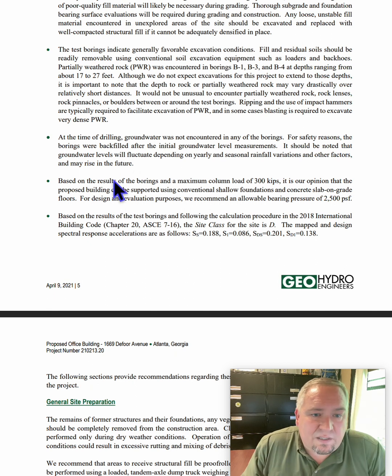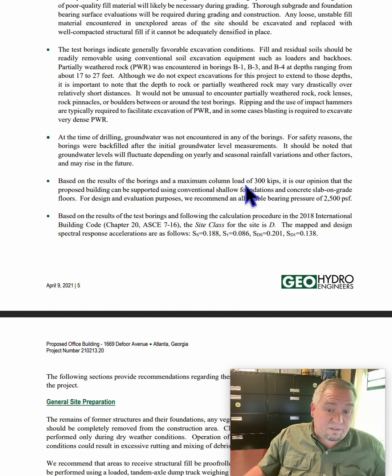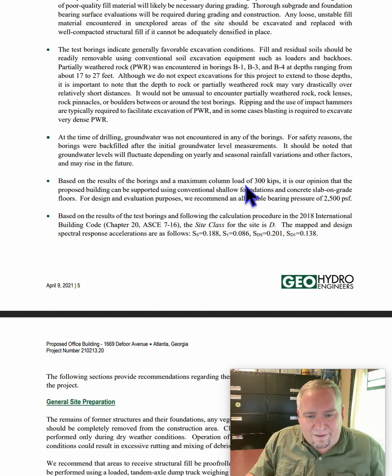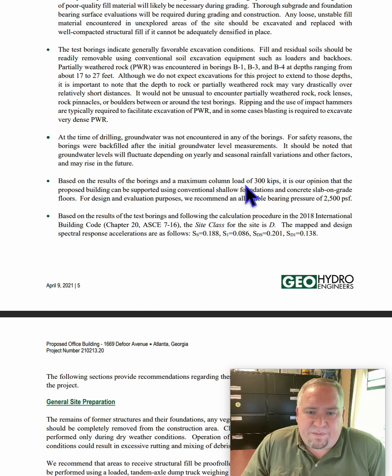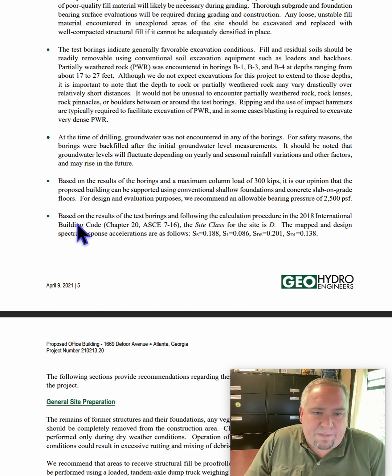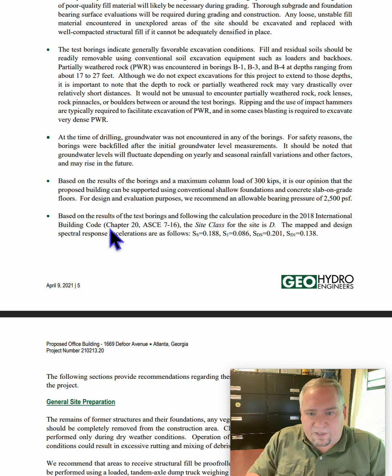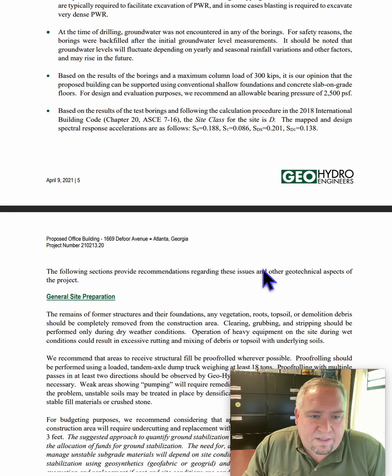Let's see, what do we got next? Based on the results, they're giving you information. This is for the civil engineer, 300 kips. This is going to help the engineer determine how big his footer's got to be, how much rebar, what kind of concrete to use. Just some standards to say, hey, this is what you need to do in order to support your building. Based on the results, the test boring is following the calculation procedure of the 2018 International Building Code. So you see what they're referencing. This is what we're basing our information on, and this is what we based our recommendation on.